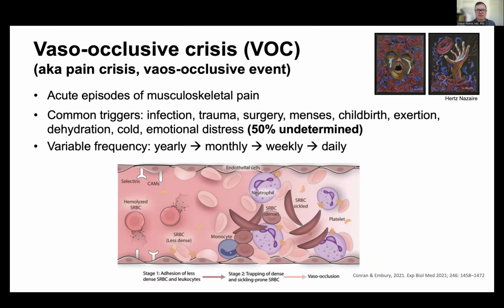And the frequency varies a lot. Some patients might have a crisis yearly, as opposed to patients who might have it daily. So this is also an area of intense study, trying to figure out why certain patients have more frequent pain crises than others.